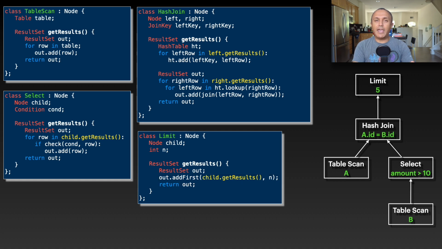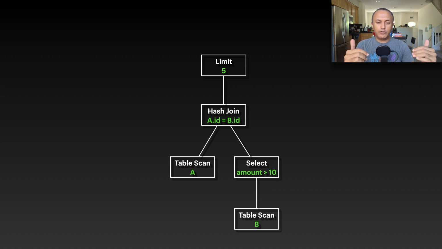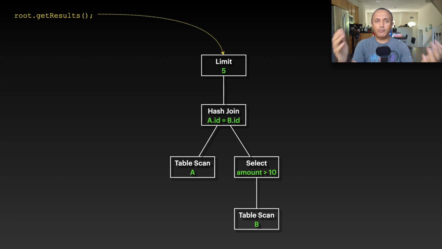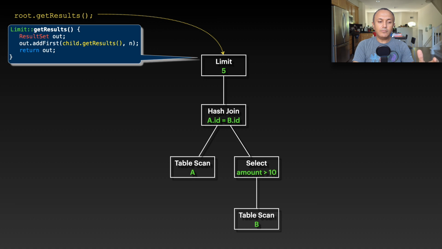Now, how does that actually work during execution? Let's look again at the plan. Remember, query execution is the last step in the query engine, so this is what is going to return the results. To return the results from this plan, you basically call getResults on the root node. Again, we don't care what the root node is. We're just going to say root.getResults, and that will start executing the query. In our case, the root is a limit node, so we need to execute the getResults function for the limit operation.